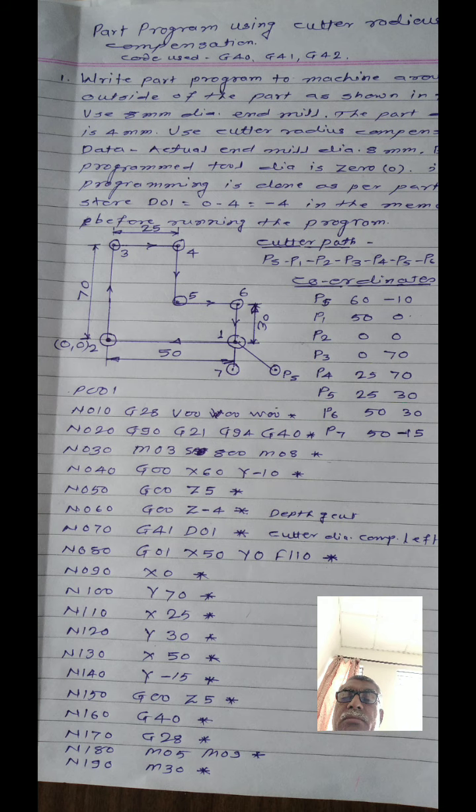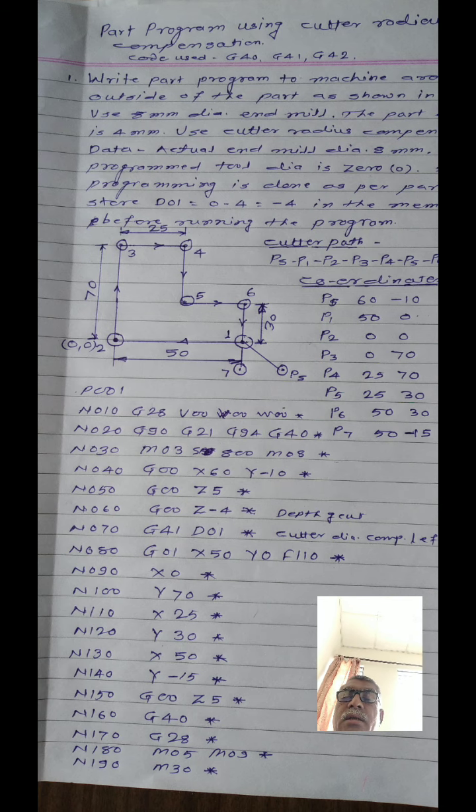Then the next block is N030, M03, S800, M08, end of the block. Spindle start in clockwise direction at 800 rpm and coolant on. These three blocks remain the same for every program. Then you have to call the tool from the machine home position to the starting point with rapid traverse, that is N040, G00. You have to write the coordinates of the point 6 PS, that is x coordinate is 60, y coordinate is minus 10, end of the block.